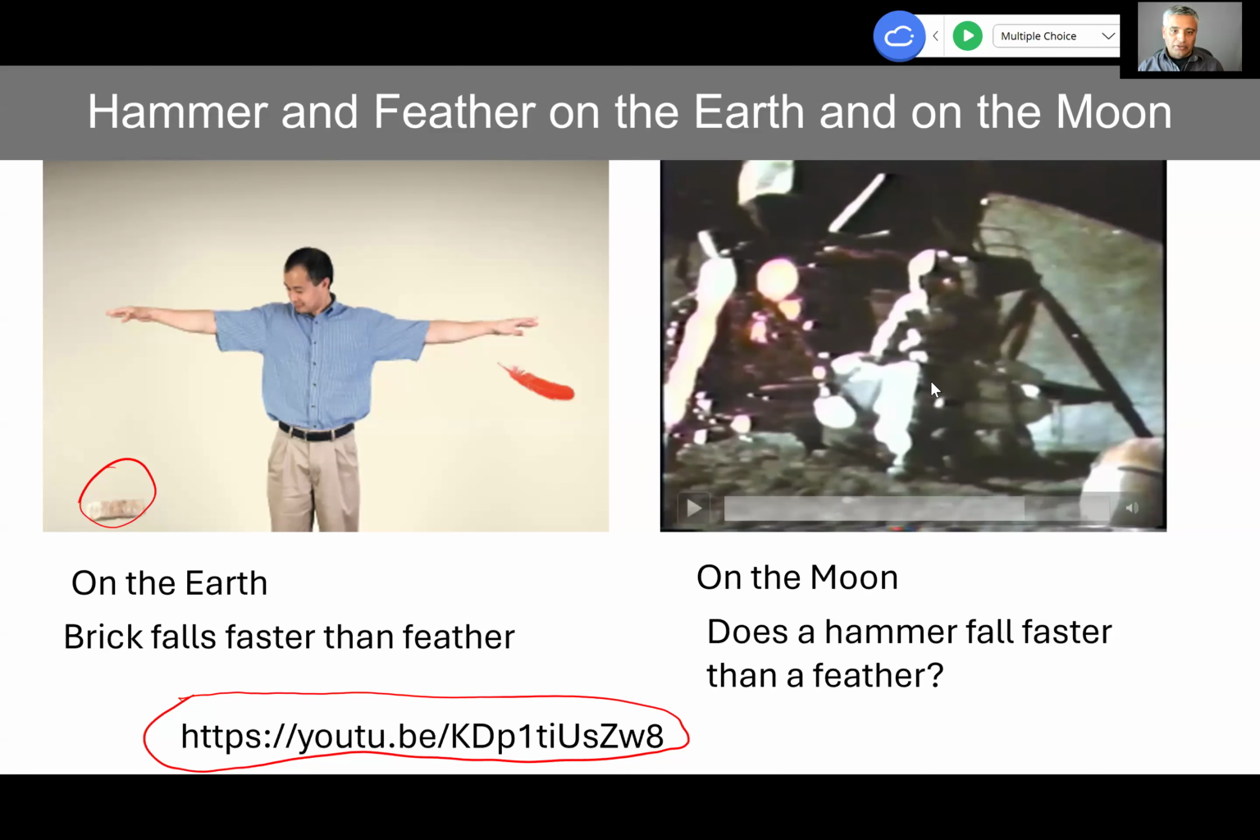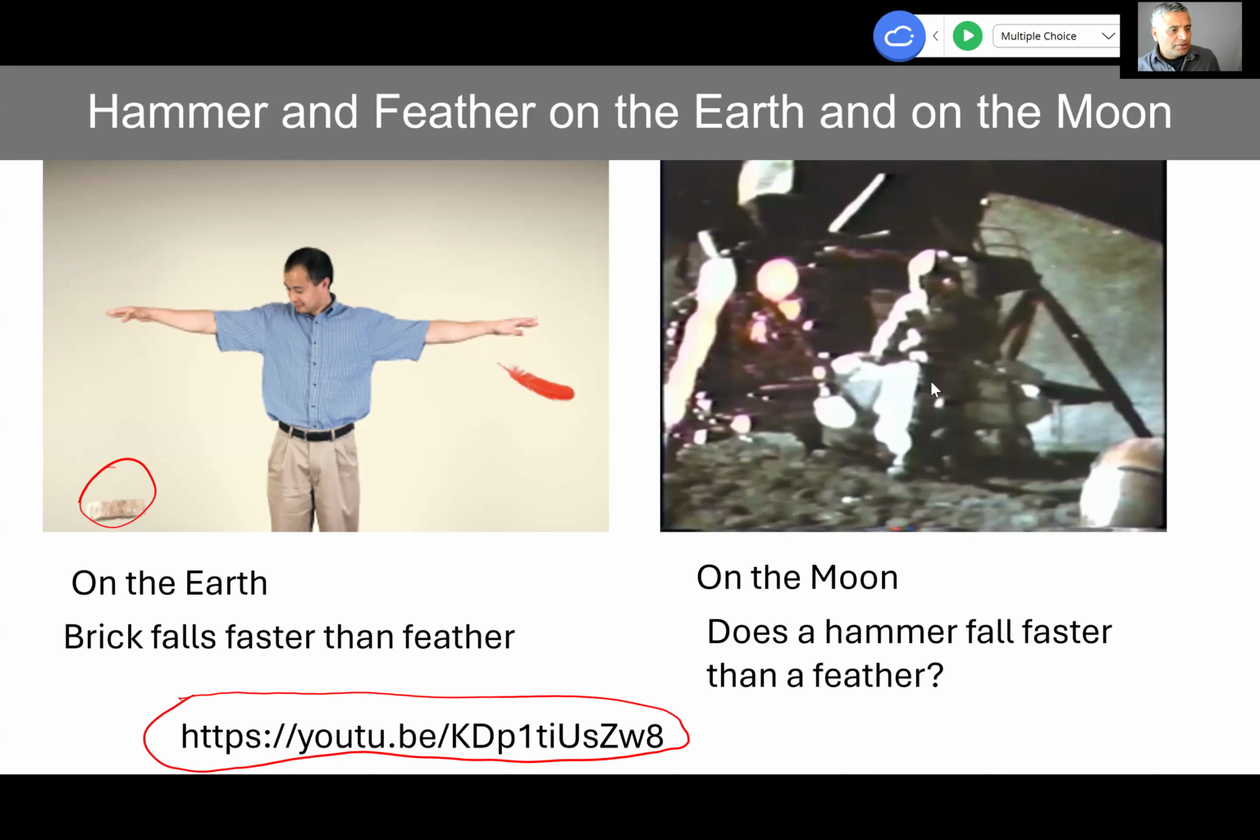So I don't know how well you saw, but both the hammer and the feather fell side by side. Why do they fall side by side on the moon, versus not on the earth? Because on the moon, there is very thin air, negligible air.